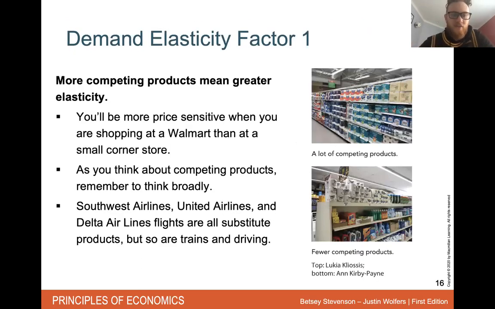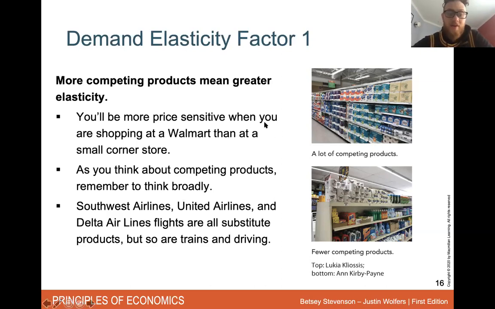Demand elasticity factor 1, more competing products means greater elasticity. You'll be more price sensitive when you're shopping at a Walmart than at a small corner store. In the Walmart, you can see in this picture, there's lots of different products, lots of different substitutes, lots of everything. But if you're at this corner store here, you've got a few rolls of toilet paper. You don't really have competing brands. You've got very few going on.